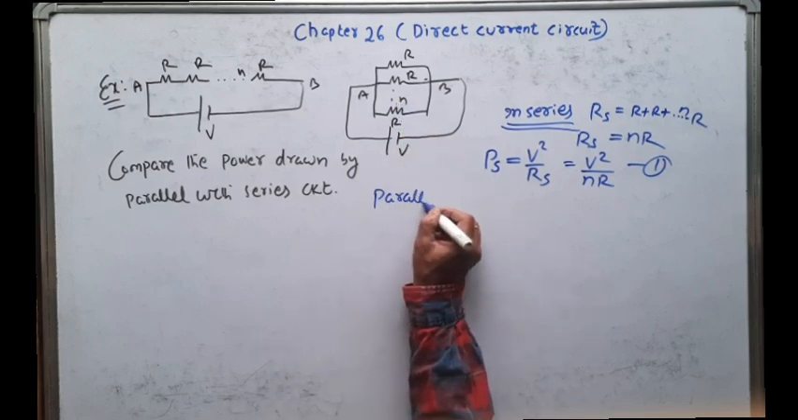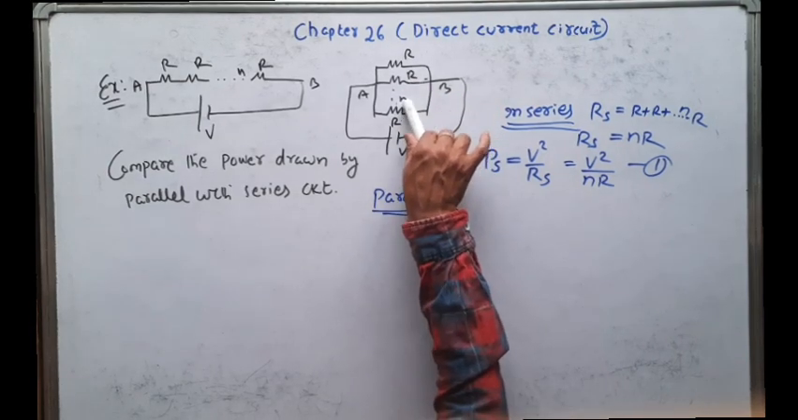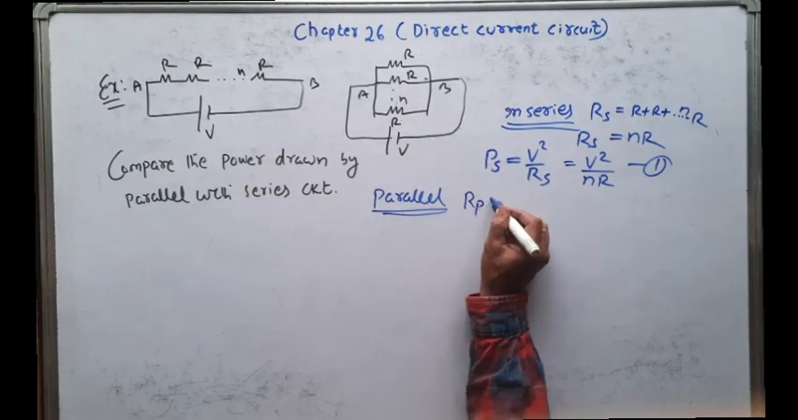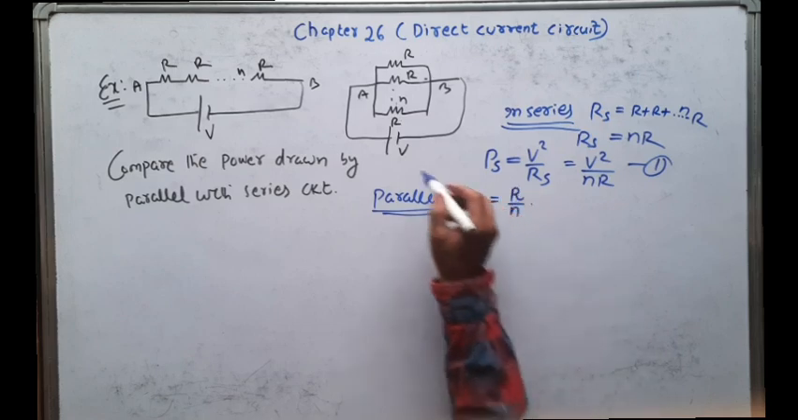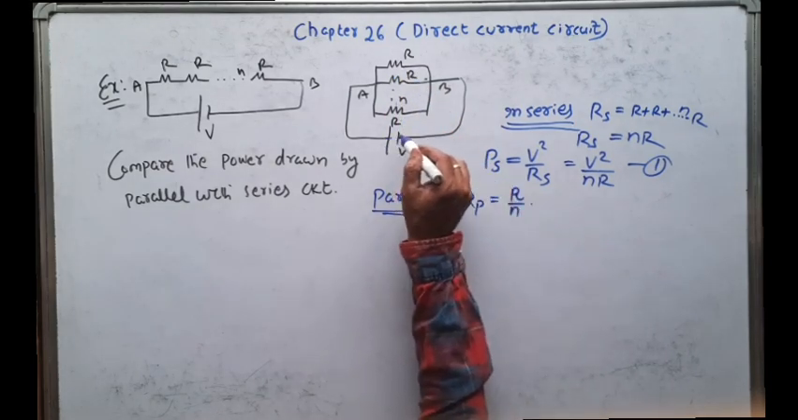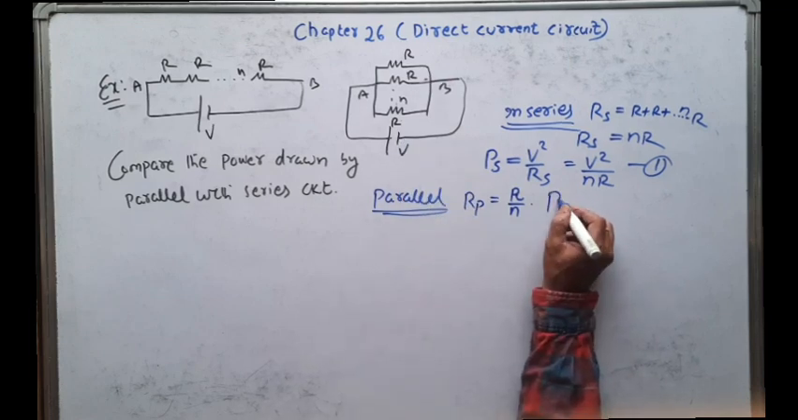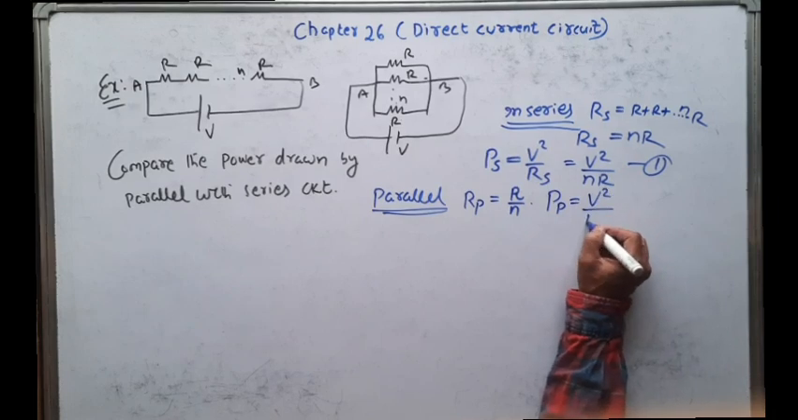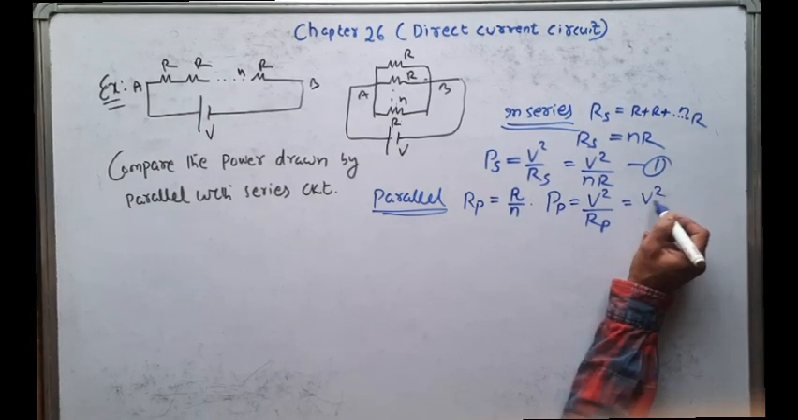Now come to power consumed in the parallel circuit. In parallel, what will happen? All the identical resistances are connected in parallel. Then how many resistors? N of them. Then what is the equivalent resistance? I have already told you, the equivalent resistance is equal to R by N. And this equivalent resistance R by N is connected across this source whose potential difference is V. Then what is the power in case of parallel combination? Power is nothing but V square by resistance. So here the resistance is Rp, that is V square by Rp.